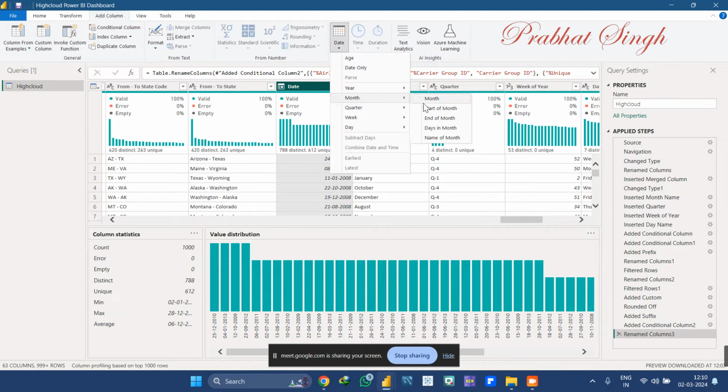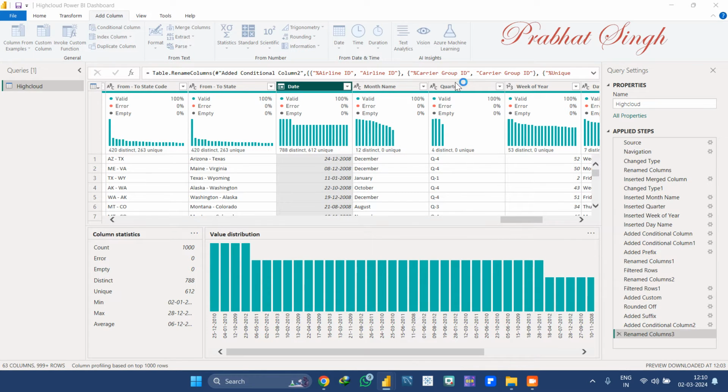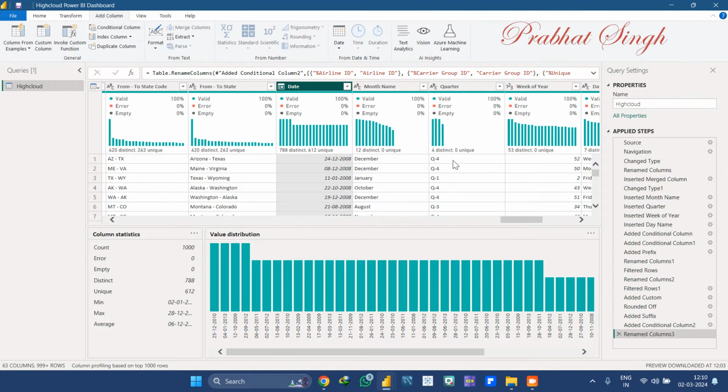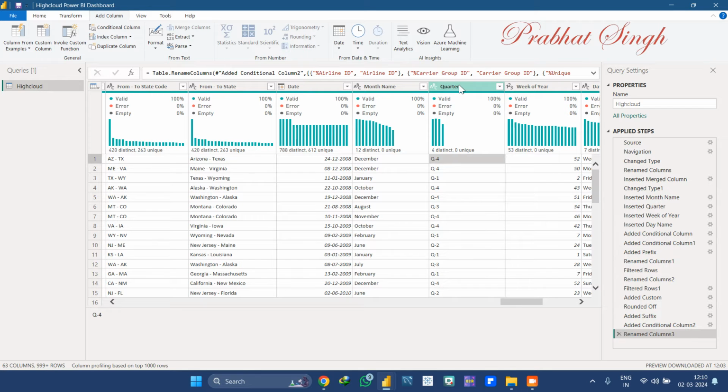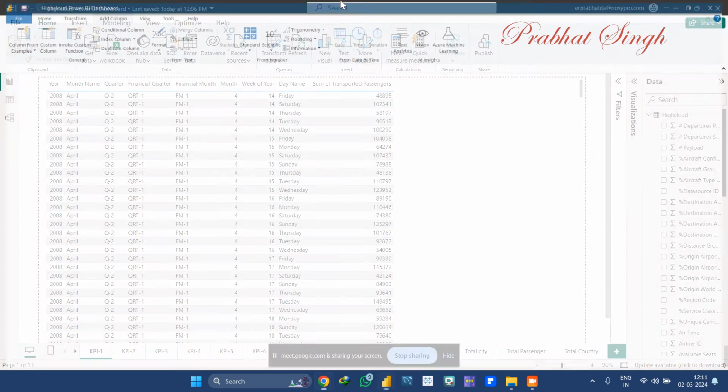Like year, and for month name I have created from here only, and for quarter also I use a conditional column type, and from here I make this quarter, and before the quarter number I add a prefix as Q and dash. Then next this week of year I make from here only, and these all were made in the Power Query editor only.